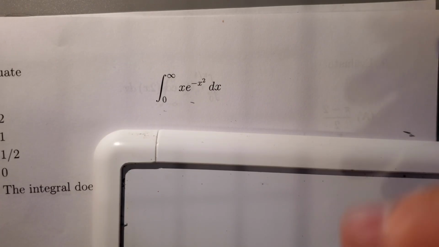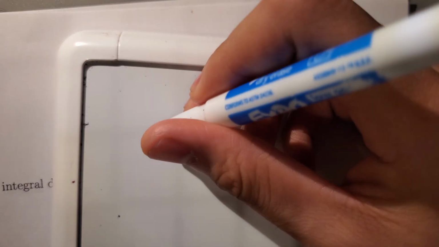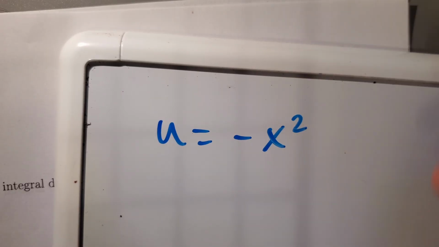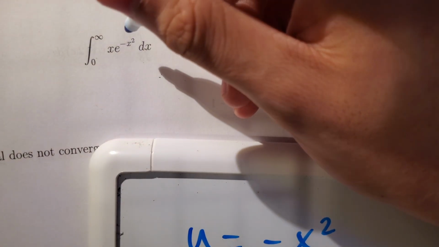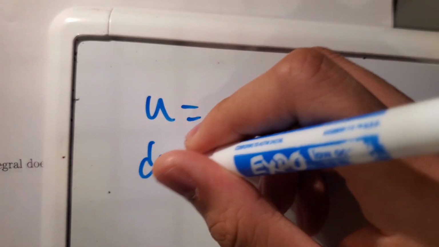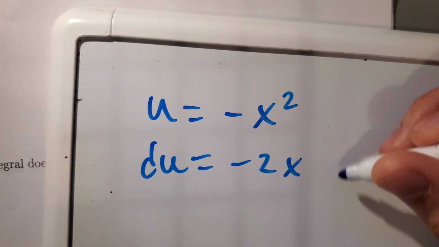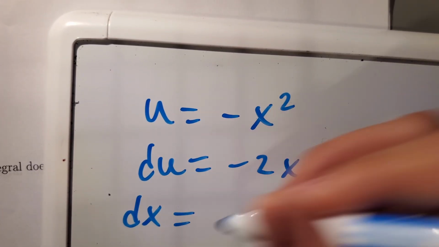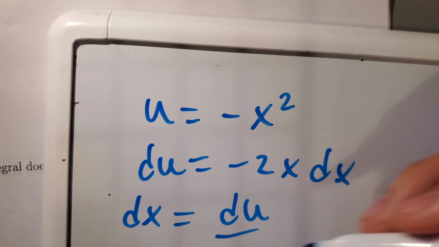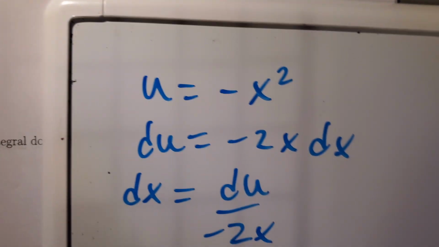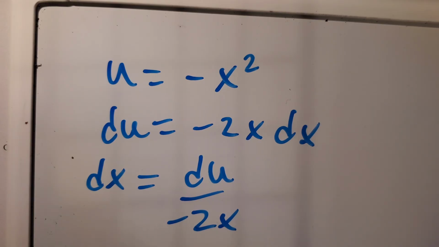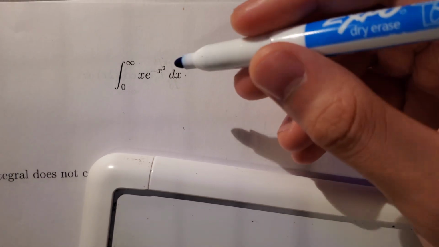So don't do that. For this, I'm just going to use a substitution. So I'm going to set u equal to negative x squared. And so du would be equal to negative 2x dx. And so dx is equal to du over negative 2x. And so from here, we can plug this back in, but also, since this is a definite integral, we need to adjust the boundaries too, unless you intend on going back to the original variables. But I think it's easier to just adjust them this way. So let's start with the upper boundary, so infinity.